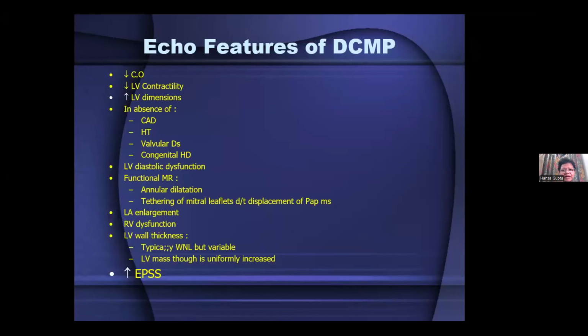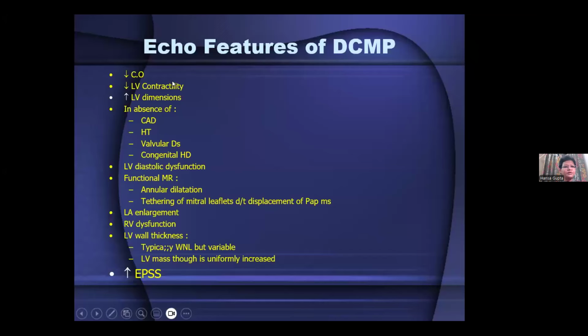So let's quickly revise before moving on to the next entity of the cardiomyopathy. What all you find in DCMP. And that's how your report should mention all these things, which will show that you are actually aware of these findings and how to elicit them, and you have actually looked for them.